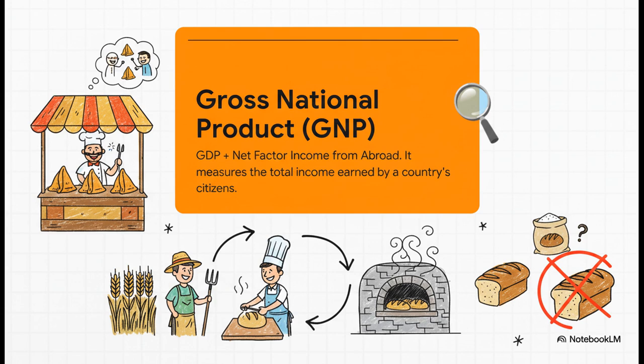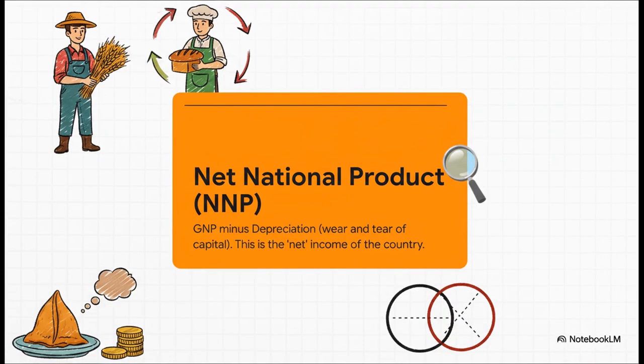Now, while GDP measures all the income that is made inside India's borders, GNP measures all the income made by Indians, no matter where they are in the world. So to get GNP, we take our GDP, we add the income that Indians are earning abroad, and we subtract the income that foreigners are earning here in India. That's it. Next in the family is Net National Product, or NNP.